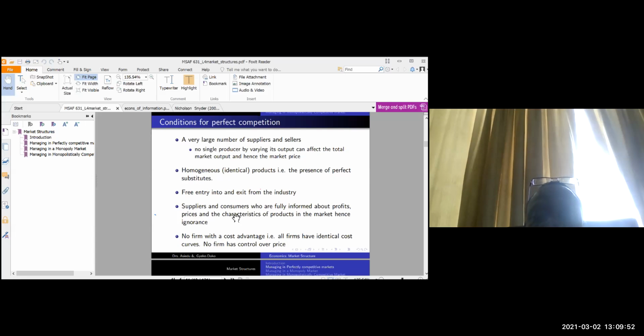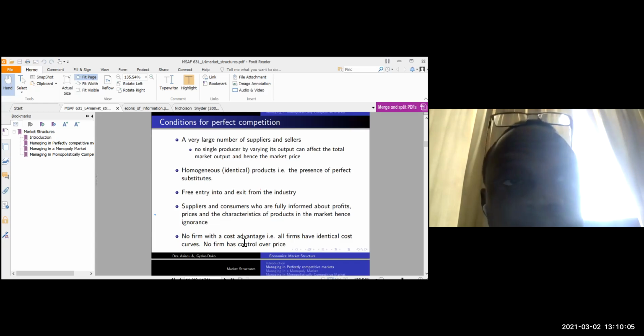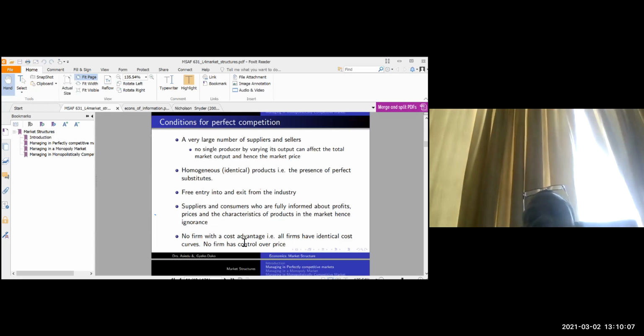So the perfect competitive market, these are some of the characteristics. And as I said, no firm has a cost advantage, meaning that no firm is able to produce at a much lower price than other firms. Their cost is almost around the same level. The containers and the kiosks that you see, their cost is almost the same, and their profit is almost the same, and their margins are very small.